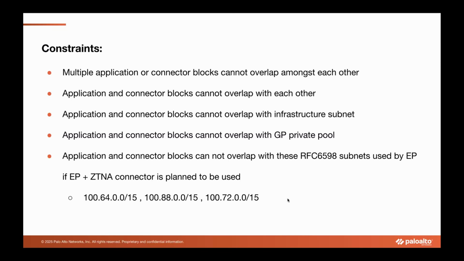And if the customer is using Prisma Access browser with explicit proxy, we have to make sure that the application and connector blocks do not overlap with these RFC 6598 subnets used by EP, if explicit proxy is being used with ZTNA connector. So these are the RFC 6598 addresses which cannot be used for application and connector blocks. These are some of the constraints you need to know before defining the application and connector block.